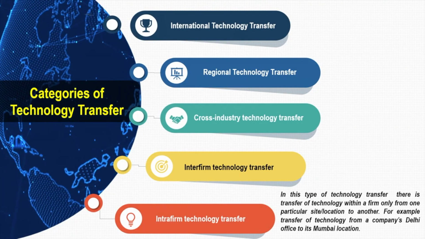In this type of technology transfer, there is transfer of technology within a firm only, from one part or one particular site or location to another. For example, when the transfer of technology is taking place from a company's Delhi office to its office at Mumbai location. Now, dear learners, you all are aware that technology is tangible. It means it can easily flow across various boundaries, whether across industries, different departments or individuals. The only condition is that these flow channels should be well established.